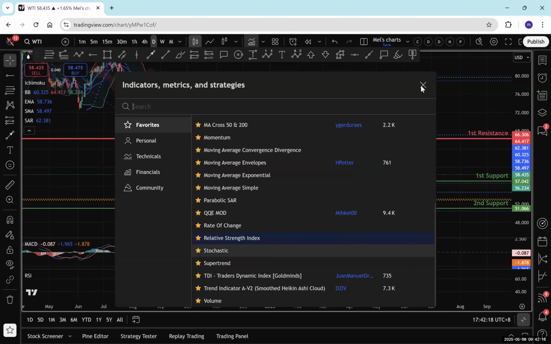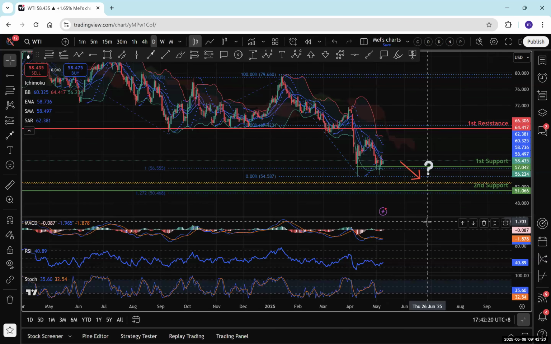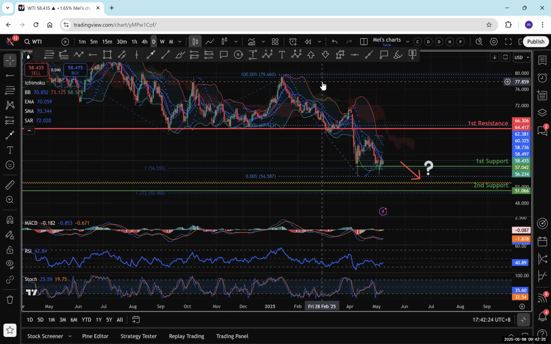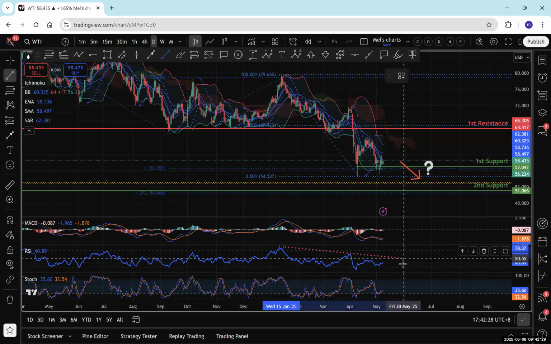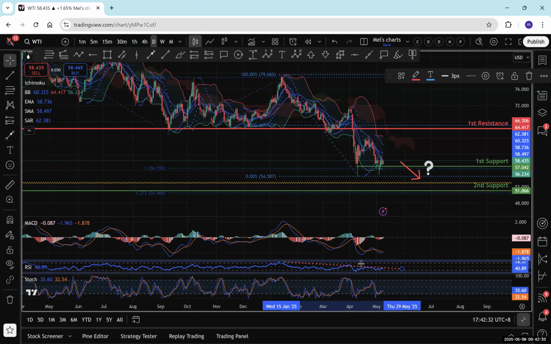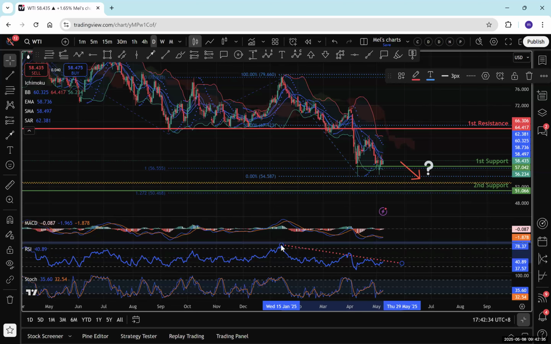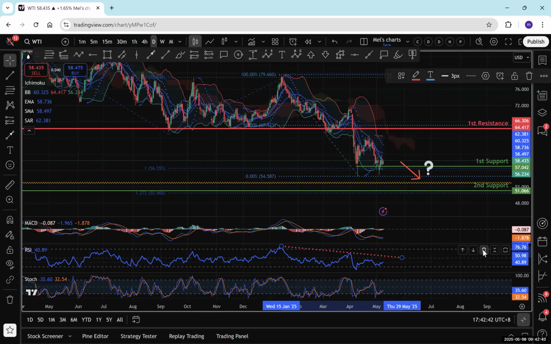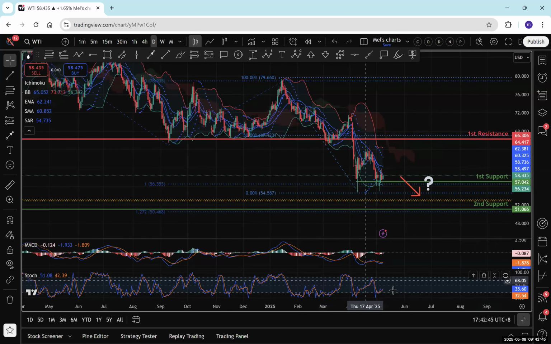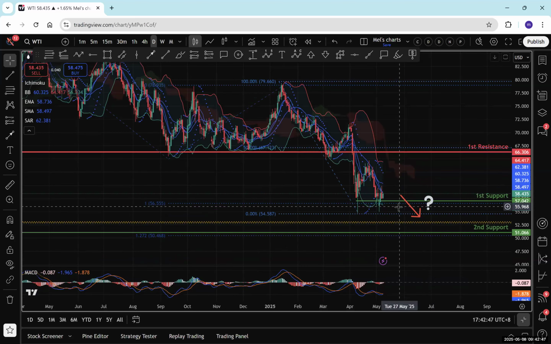Okay, lastly, our momentum indicators, RSI and stochastic. Let's see if we have a descending trend line here. Okay, we have a bit of a descending trend line over here. Okay, no, not really. So I'm going to remove this because it doesn't really tell us much. Stochastic as well.